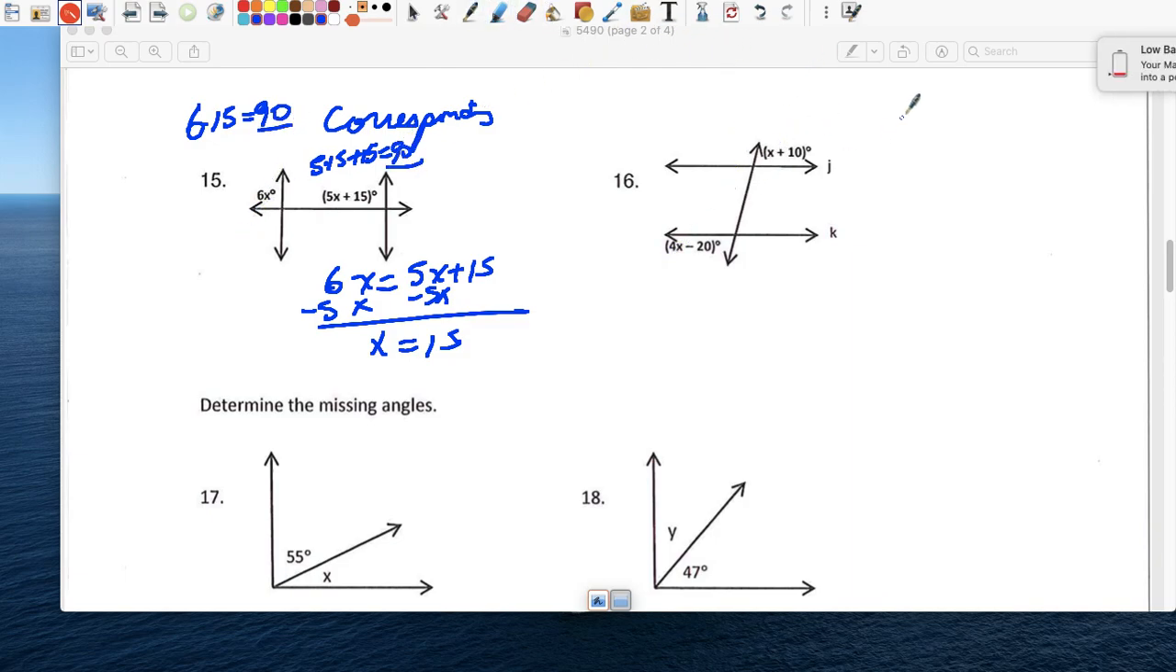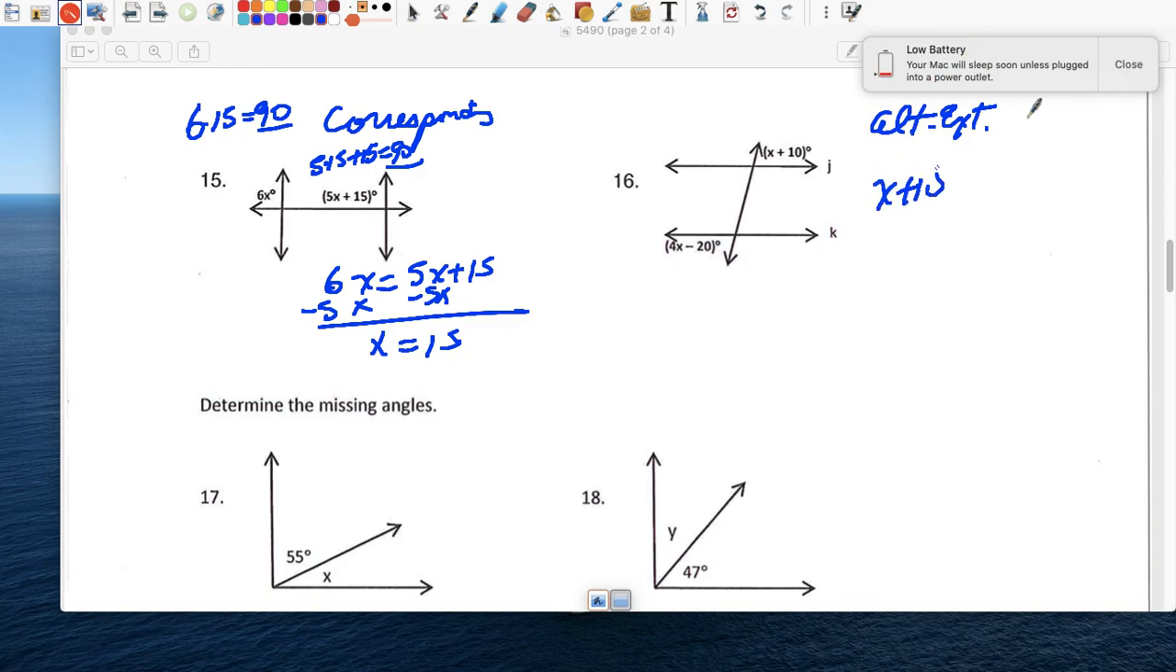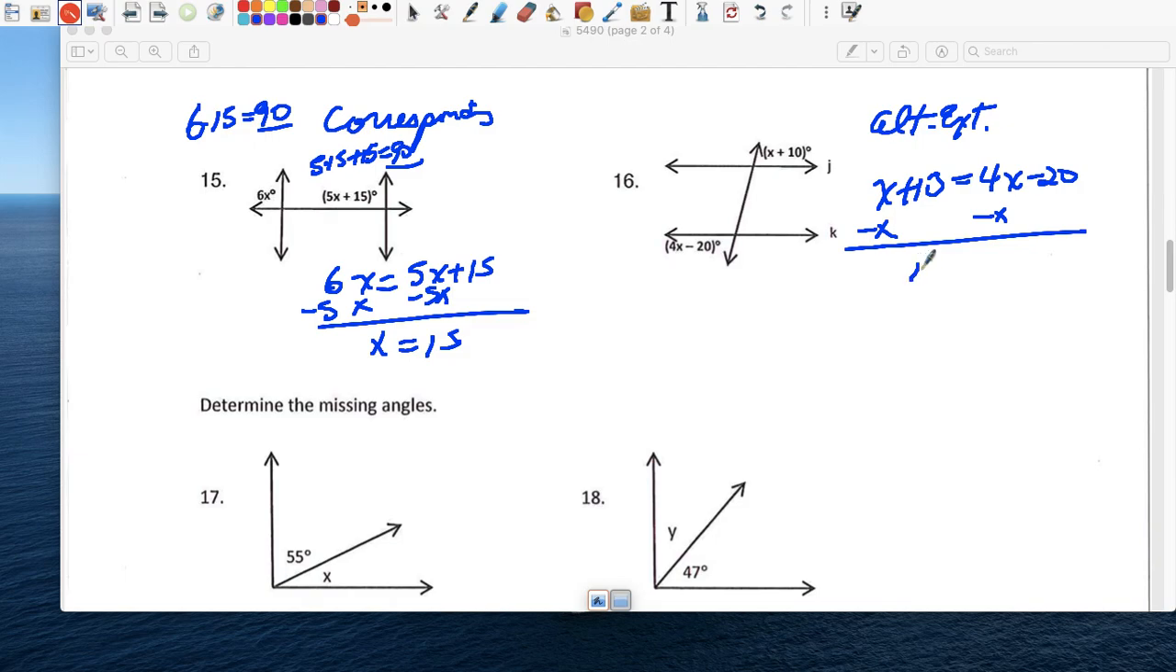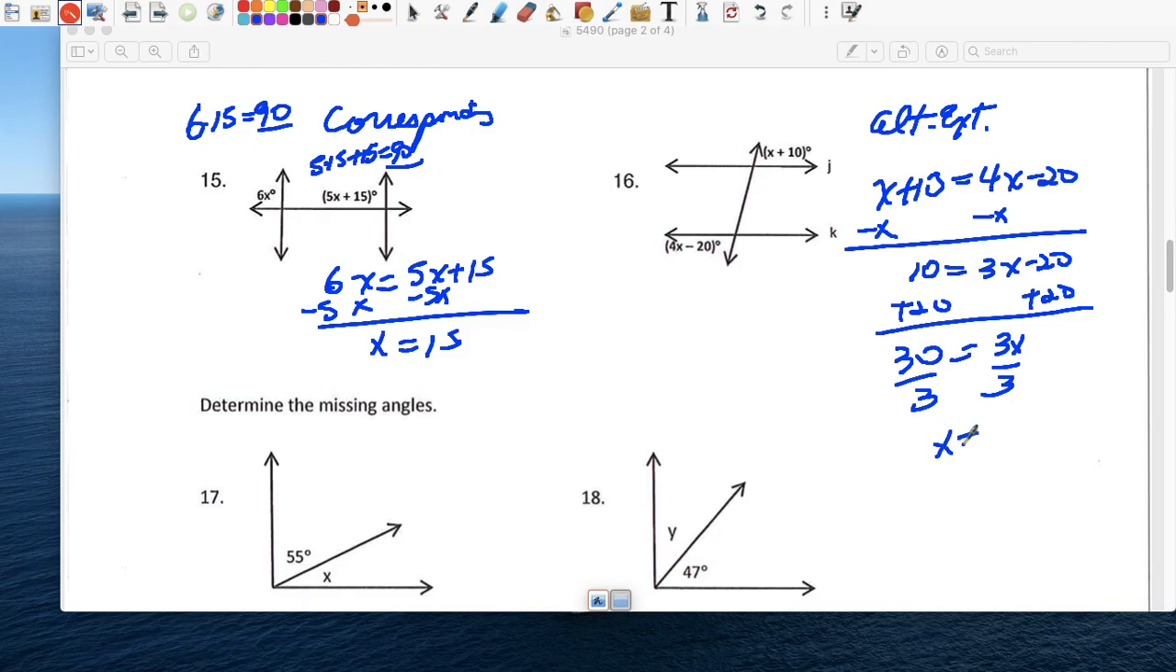This one, they're alternate exterior. Oh no. Alternate exterior. Let me just see if I can finish this question. So we got x plus 10 equals 4x minus 20, right? Alternate exterior are equal to each other. Let's get rid of this x. Minus x, minus x. We get 10 equals 3x minus 20. Plus 20 on both sides. We get 3x equals 30. Divide by 3, x equals 10. Okay, so that one is easy.